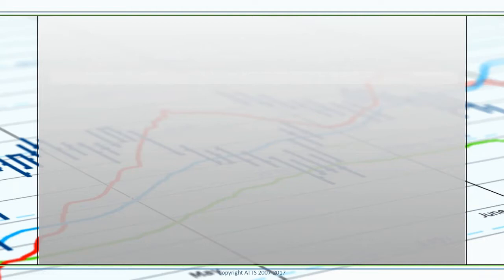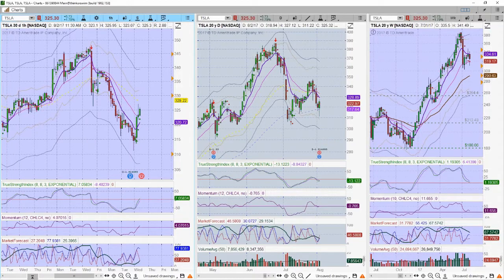One thing that I really like about the Thinkorswim trading platform is the ability to do these type of charts. This is a 3-grid chart. You can get them set up, 2-grid, single grid.